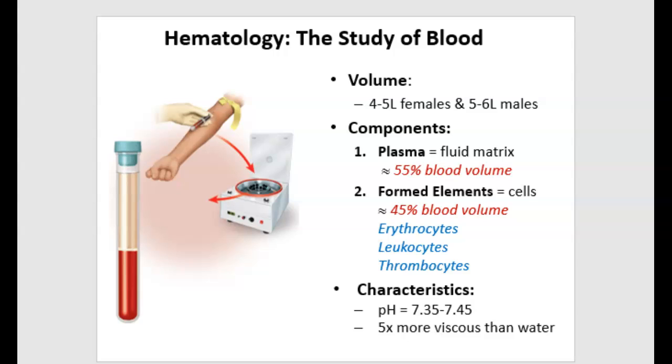And as I mentioned previously, the pH needs to stay between 7.35 and 7.45. And due to the plasma proteins, blood is more viscous than water. It's actually 5 times more viscous. Oh, the proteins and the cells. So in the next lecture, we'll look in more detail at blood plasma.